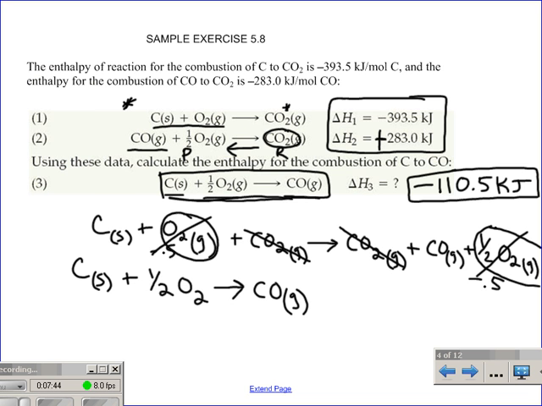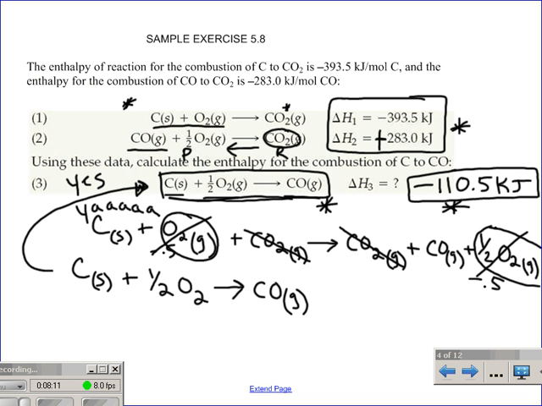Now I look up to my original equation. Are they the same? Yes. Yay. It's the same. So what that means is what I've done over here to these delta H values by reversing that reaction and adding those two together, this is the correct answer for the delta H for this overall reaction.